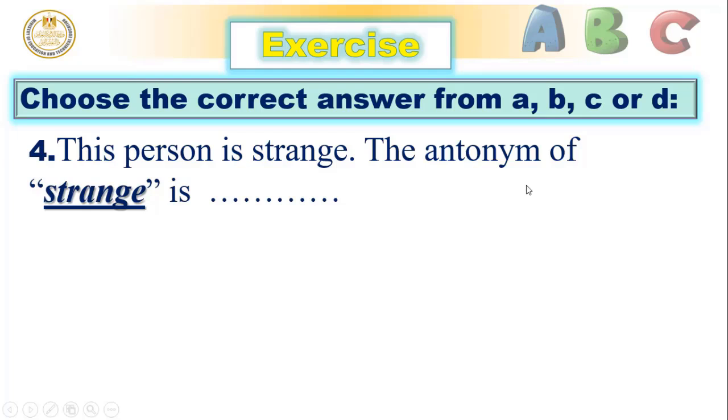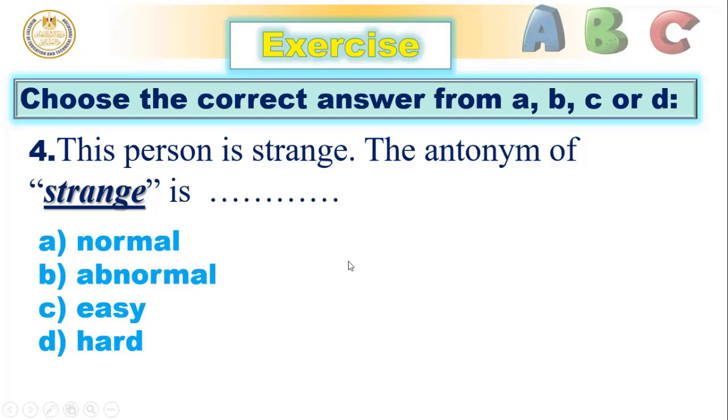It asks me for the antonym, المضاد. The antonym of strange. عكس كلمة strange. What is the antonym of strange? Is it normal or abnormal or easy or hard? What's the meaning of normal? We say normal اللي هي طبيعي. Abnormal, غير طبيعي. Easy, سهل. Hard, صعب. So what is the antonym of strange? إيه هنا بقى عكس كلمة strange من الأربعة دول؟ Yes, very good. It is normal, طبيعي. يبقى strange غريب, الـ opposite منها كلمة normal, طبيعي.